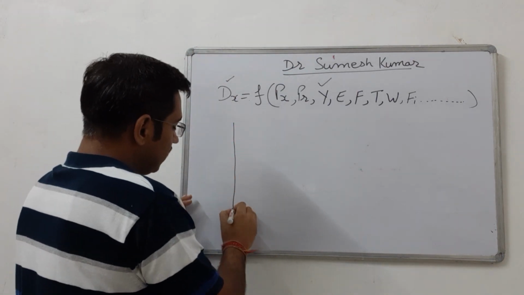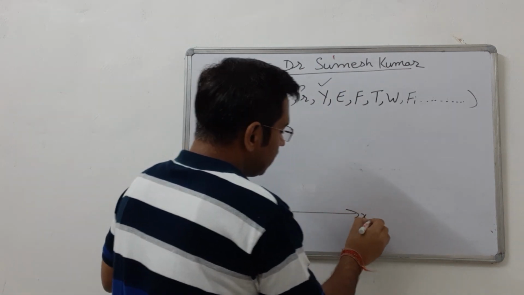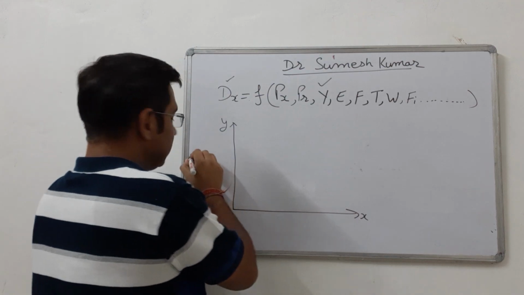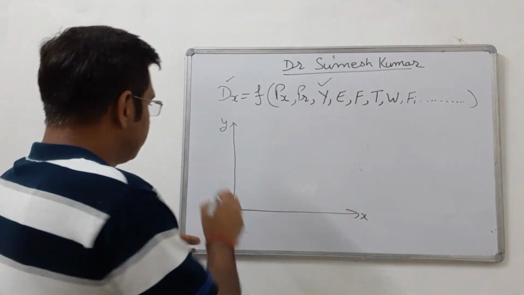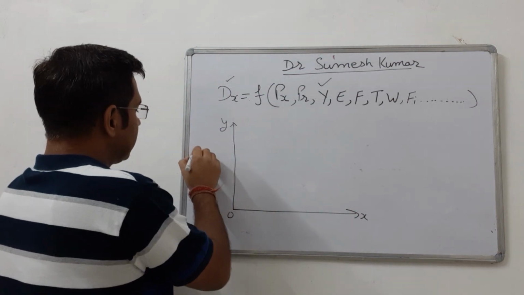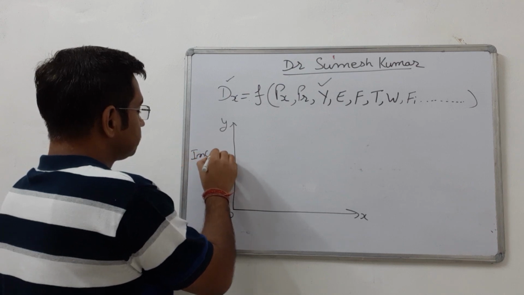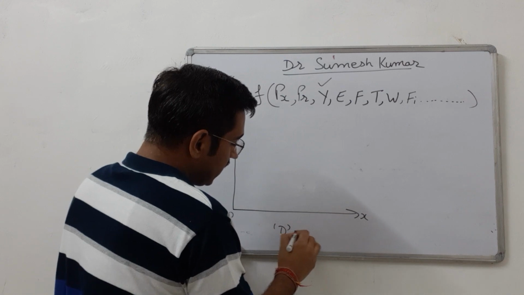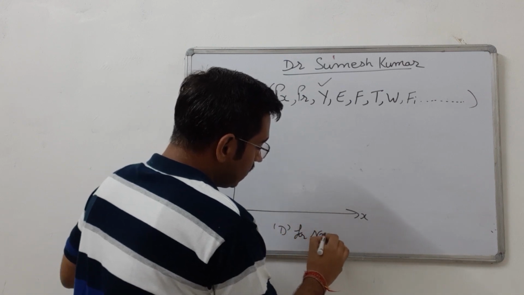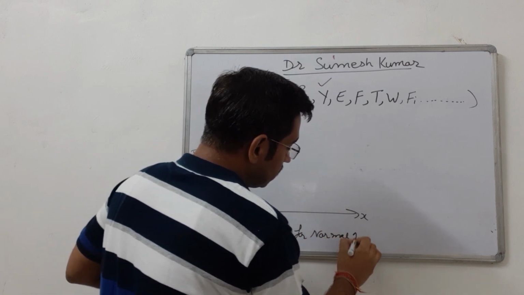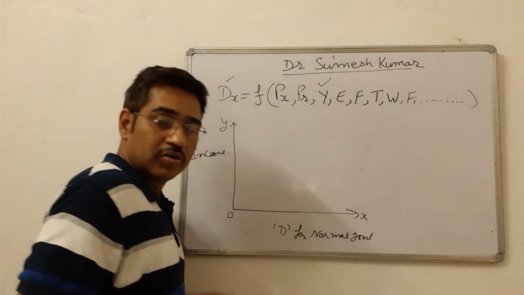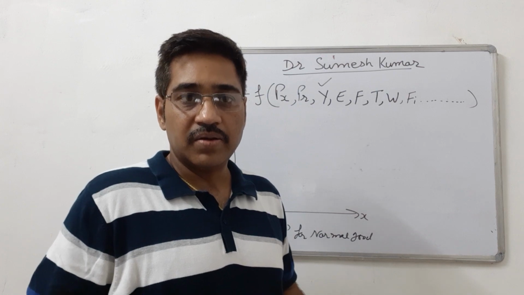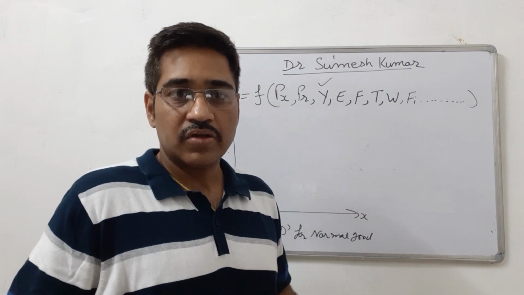First case we will take is when demand goes up as the level of income increases. On the x-axis we will take demand, and on the y-axis we will take income, and that is for normal goods. Now what are normal goods? Normal goods are those goods that we use in our daily life, like clothes, shoes, etc.